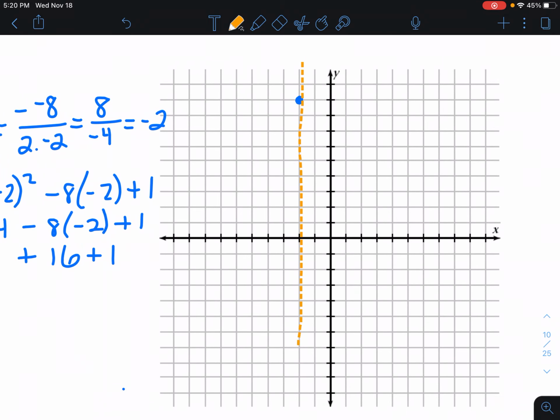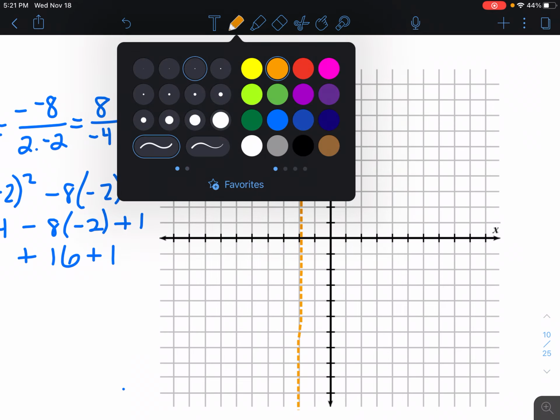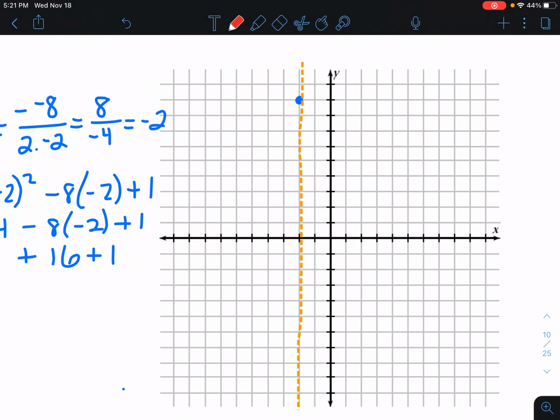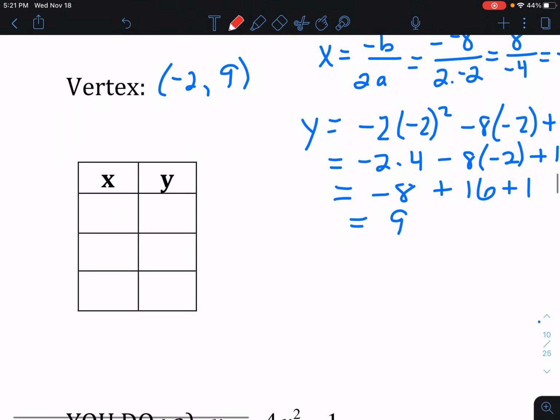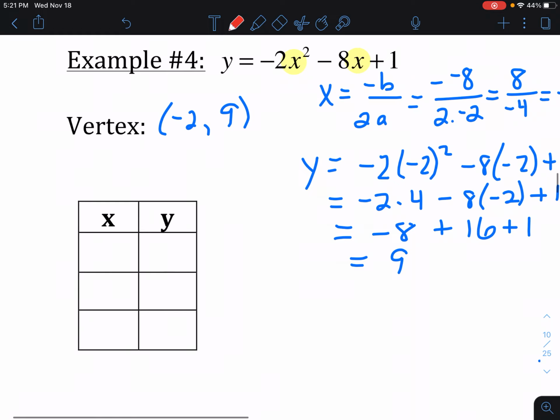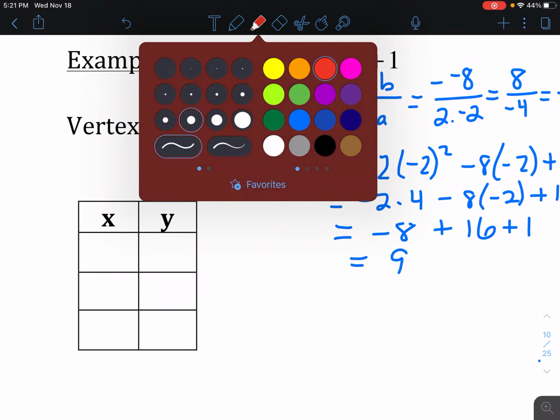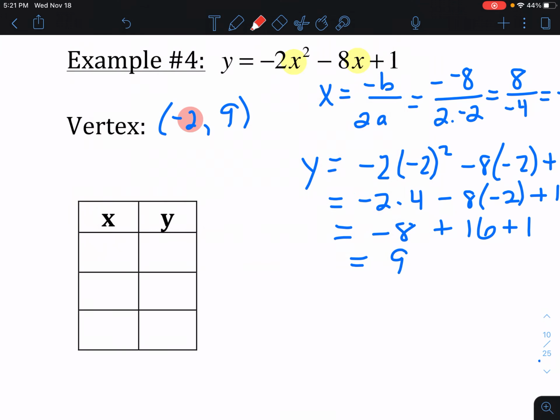Remember, it's got to go through the vertex. Now I need my table of values to get my other points, to really form how the parabola is going to look. All right, so this guy, what x values do you choose? You should choose, after negative 2 comes negative 1, 0, 1. Or you could also choose the other side of negative 2: negative 3, negative 4, negative 5.